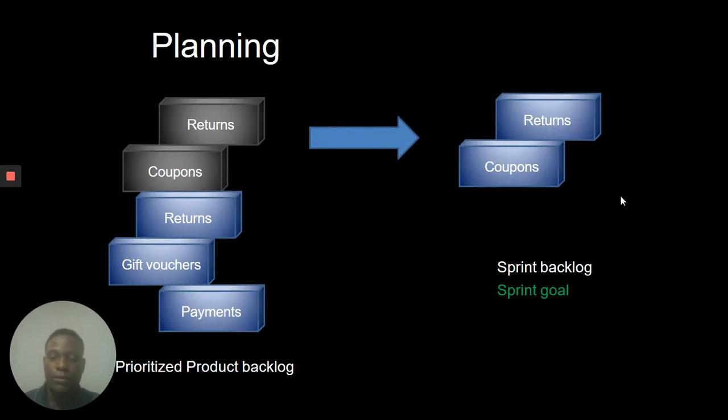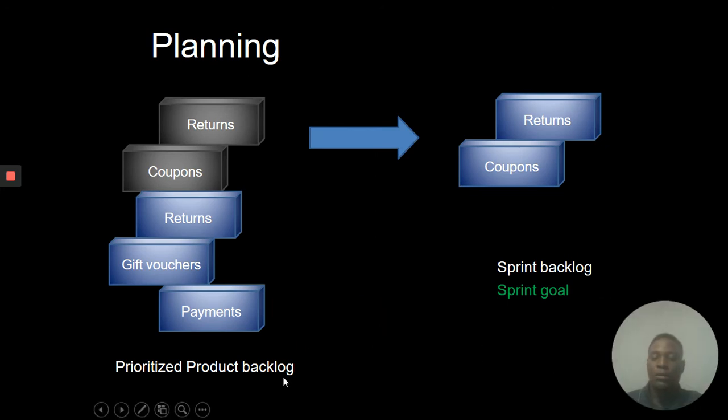So this is how to visualize it. Here you have your product backlog, the prioritized product backlog. And these are several features that are on the current product backlog. But the team cannot just jump on all these things at the same time and start working on them. They have to break them down into several bits, which is why they have to decide what goes into the sprint backlog. So from here, the team chooses just two features, which are returns and coupons at the top here. These two features. And now it is from these two sprint backlog items that the sprint goal is determined.